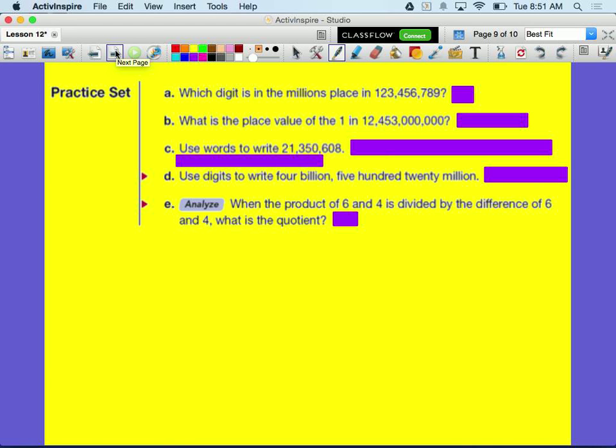There is your practice set. Go ahead and do A, B, C, D, E. Do all of them. Make sure if you have any questions, you bring your questions to class. Make sure you bring your homework, this practice set, to class so we can go through it.